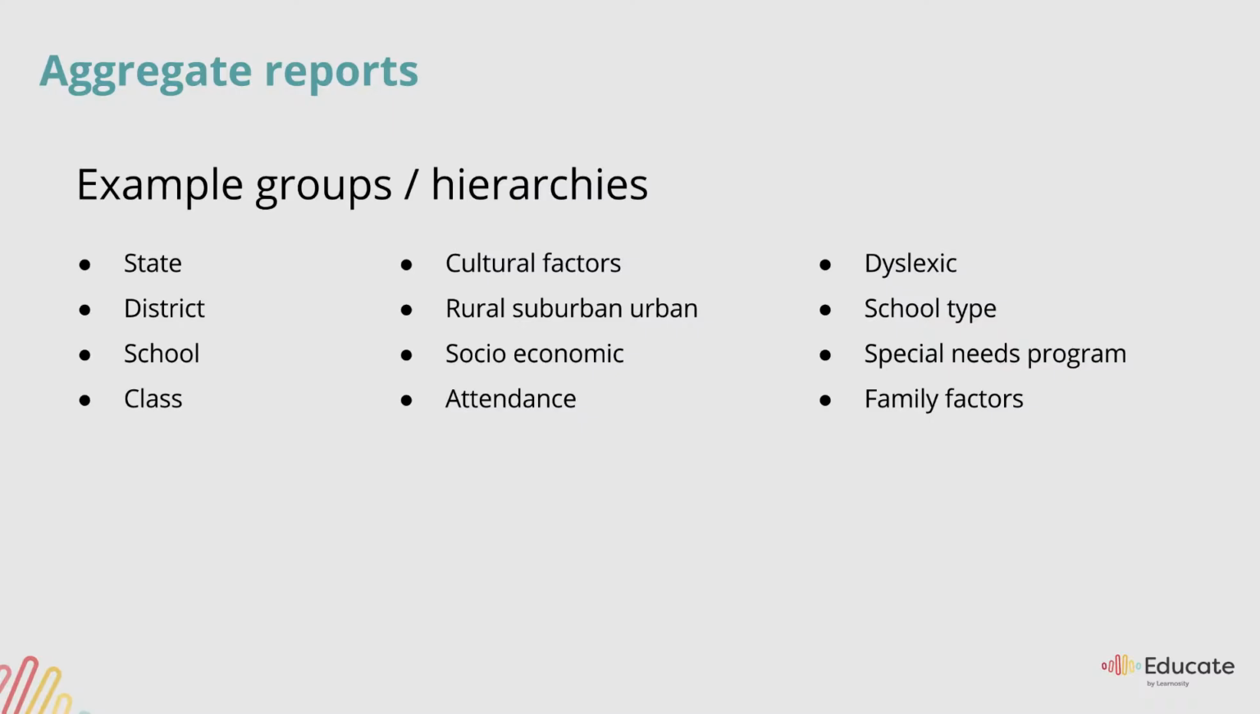So the groups, we mentioned district or state, district, school, those sorts of things. We also mentioned your groupings could be based on cultural factors or socioeconomic, attendance. It could be on special needs. Maybe you have students who are dyslexic, okay, different sorts of family factors. So whatever the groupings are, they're meaningful to you. It's not a district report, that's just one sample, one type of groups that you could do.